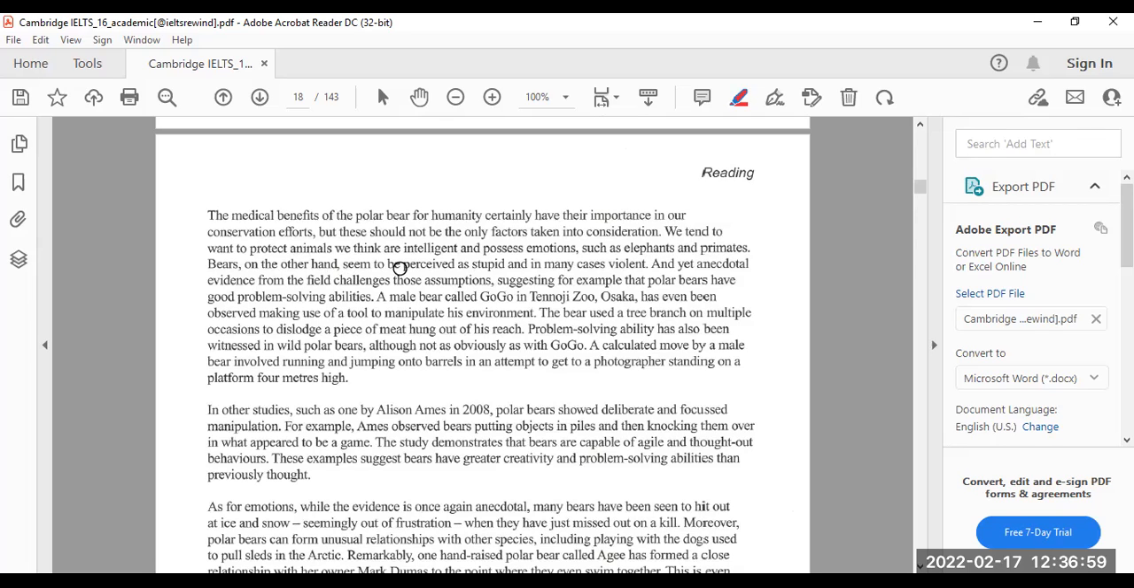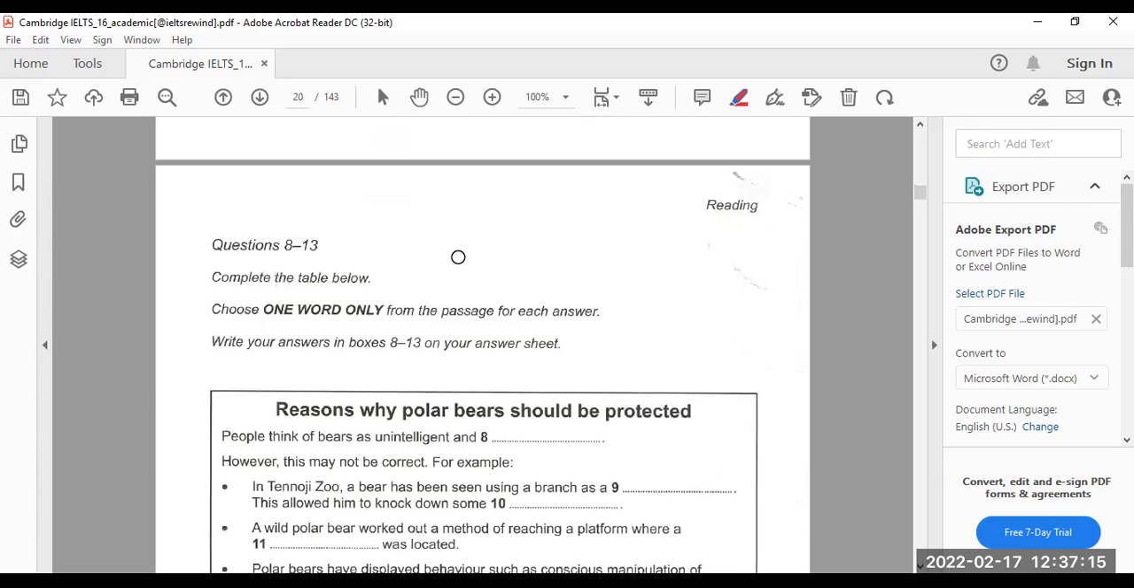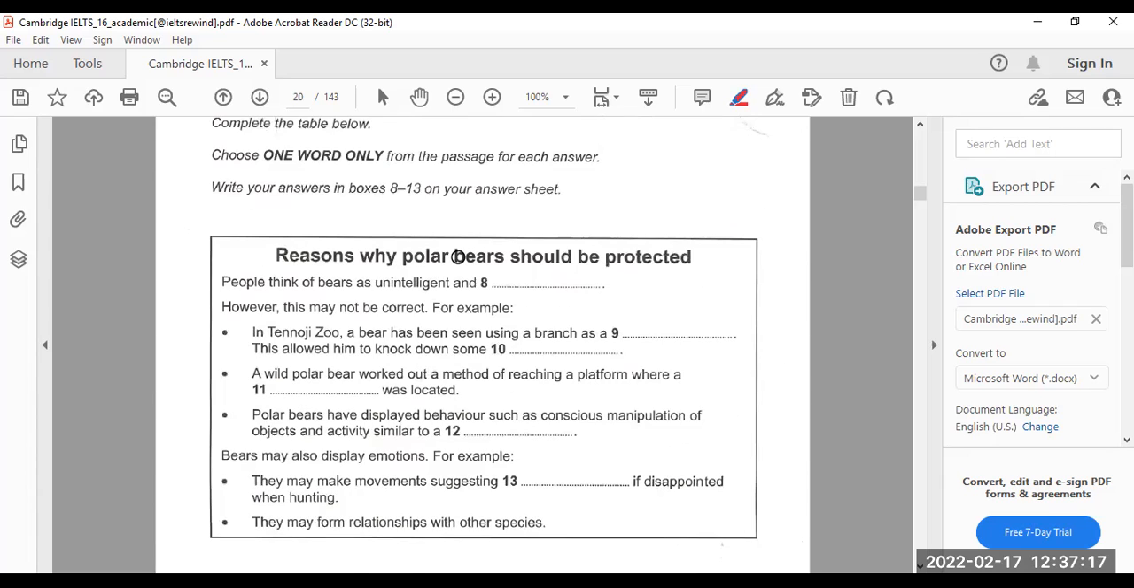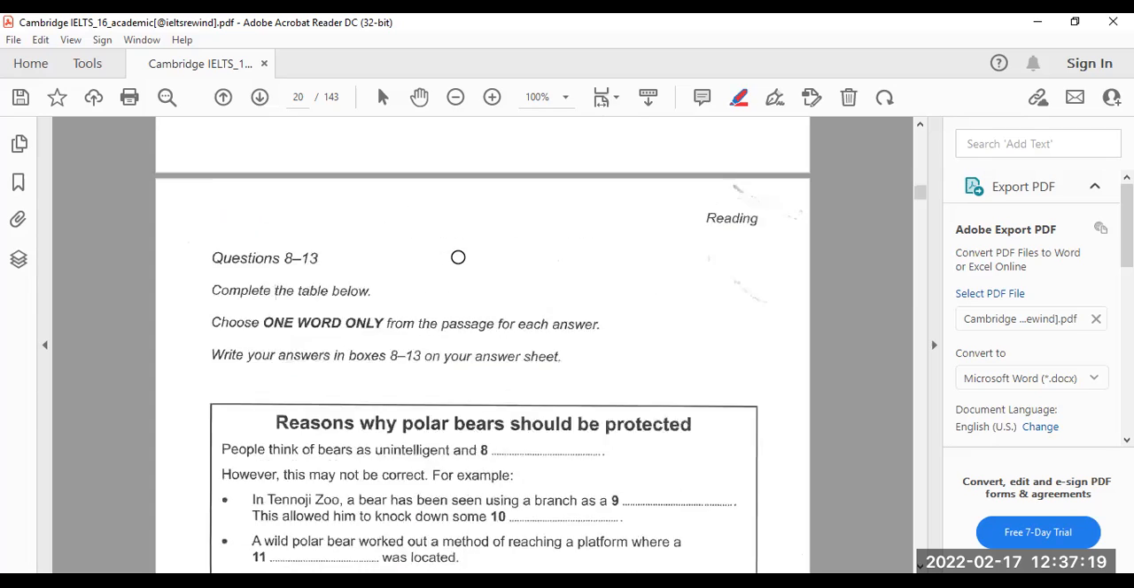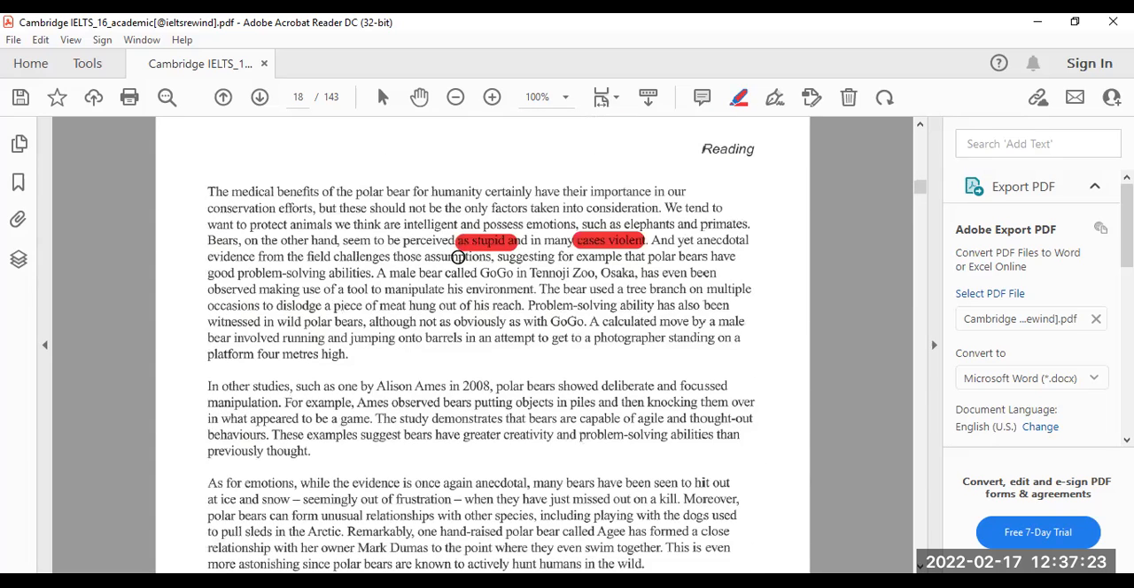Bears, on the other hand, seem to be perceived as stupid and in many cases violent. So when I analyze this passage and these lines, I go with the keyword. My keyword here is "bears was unintelligent and dash." Unintelligent is my keyword.